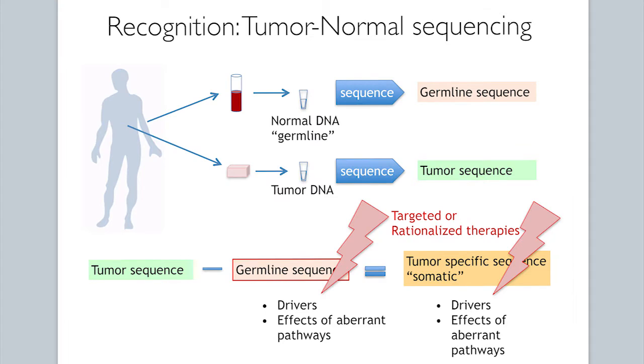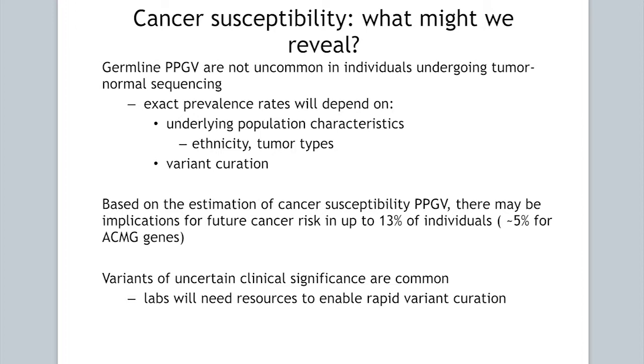Okay, so now this brings up the recognition that there are actually germline variants in there, and those potentially have targeted or rationalized therapies involved in them. And Stephen alluded to one of those, which is actually the platinum-based therapies and PARP inhibitors in BRCA1 and 2.